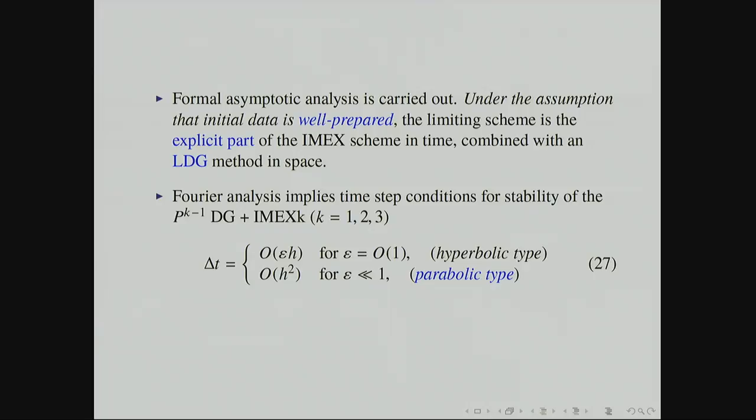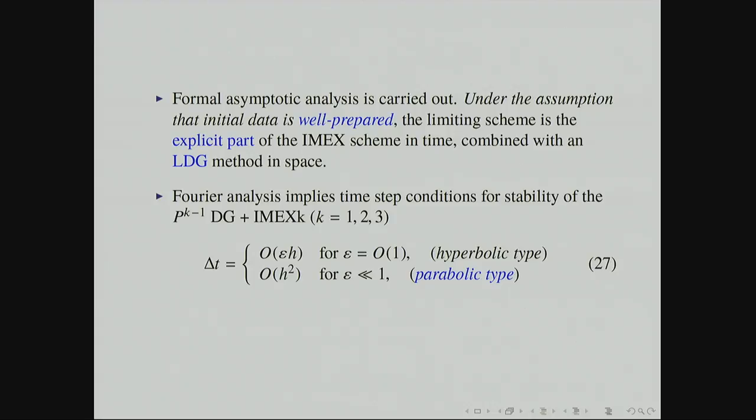Particularly, the limiting scheme involves local DG method in space and involves the explicit part of the IMEX scheme in time. As long as we go away from first order in time, we don't really know how to do energy type stability analysis, so we carry out Fourier analysis to study the time step condition. Particularly, we combine k-th order IMEX scheme with, in space, DG method with polynomial degree k minus 1. So this is more like k-th order in both space and time. We look at k equal to 1, 2, 3.